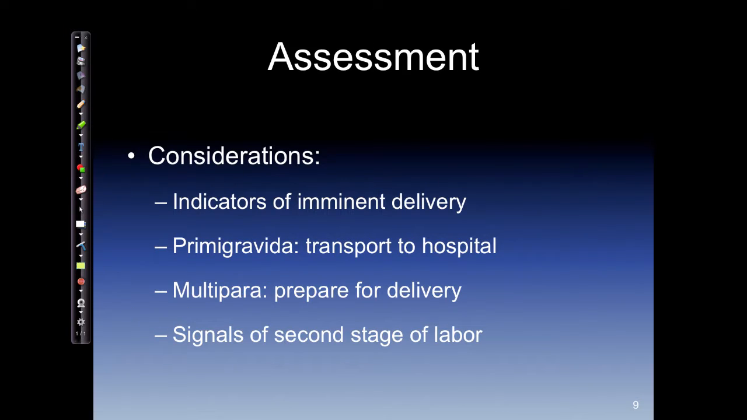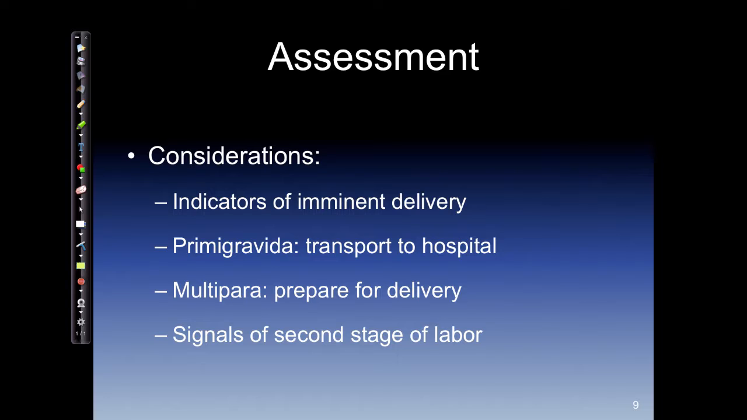In assessment considerations, the indications of imminent delivery, or the urge to push or move the patient's bowels, coupled with crowning, would be imminent signs of delivery. Are they primigravida? Is this the first time they've been pregnant, or are they multipara? Have they had multiple children? The multipara may deliver immediately, as their body has already been introduced to these hormones before. On the primigravida, this could be up to 12 to 24 hours, so unless it is giving you indications of an imminent delivery, go ahead and transport to the hospital.